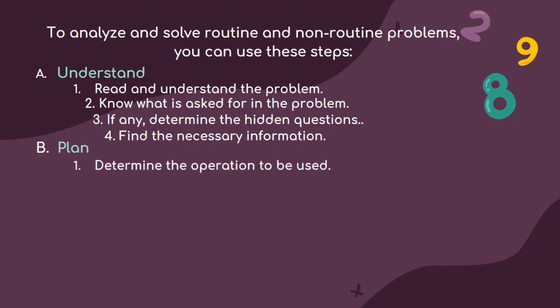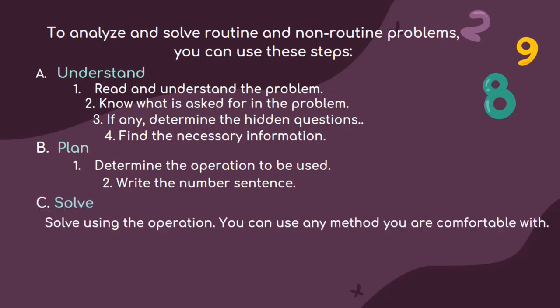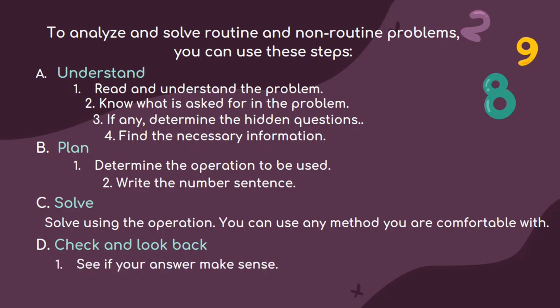Plan. Determine the operation to be used by identifying which of the basic operations we are going to use to solve the problem. Write the number sentence. This is where we write the given facts and operation together. Solve. Solve using the operation. You can use any method you are comfortable with. Check and look back. See if your answer makes sense. State the complete answer. Take note of these steps because we need this in solving multi-step problems.